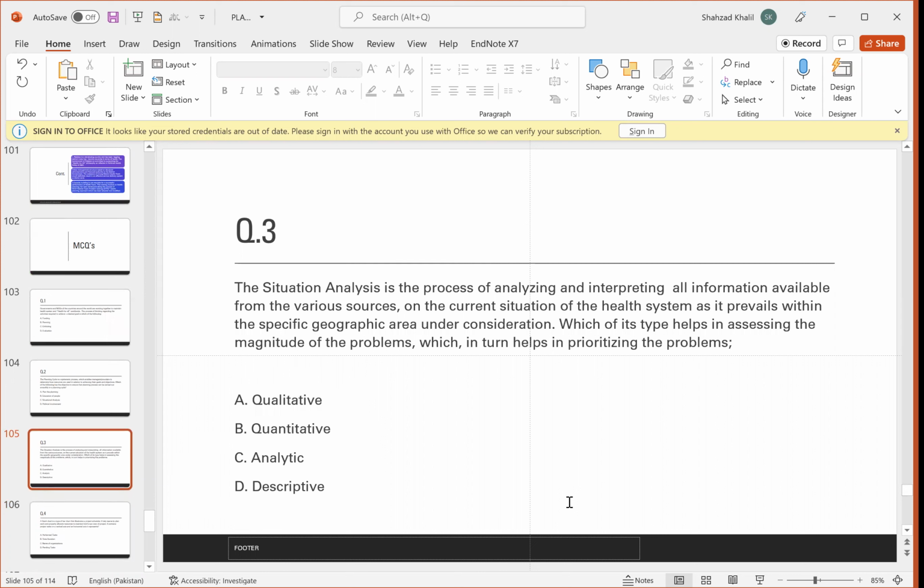The situational analysis is the process of analyzing and interpreting all information available from the various sources on the current situation of the health system as it prevails within the specific geographic area under consideration. Which type helps in assessing the magnitude of the problem, which in turn helps in prioritizing the problem? Qualitative, quantitative, analytic, and descriptive. It is the descriptive one which tells the magnitude of the problem.